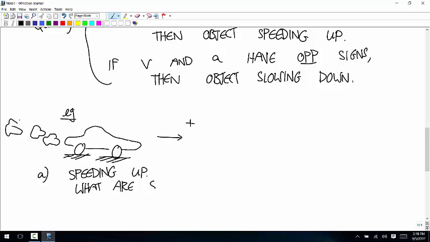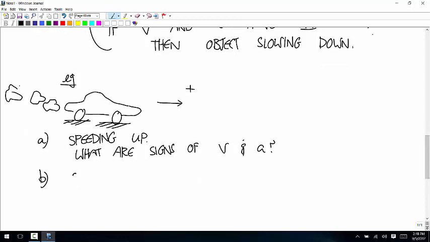What are the signs of the velocity and the acceleration? Okay, so what's the direction of the velocity? It's that way, which is our positive direction. So velocity is positive. And then what's the sign of the acceleration? Also positive because it's speeding up.